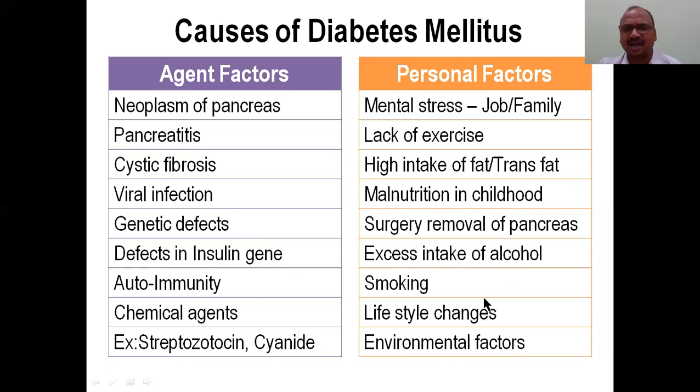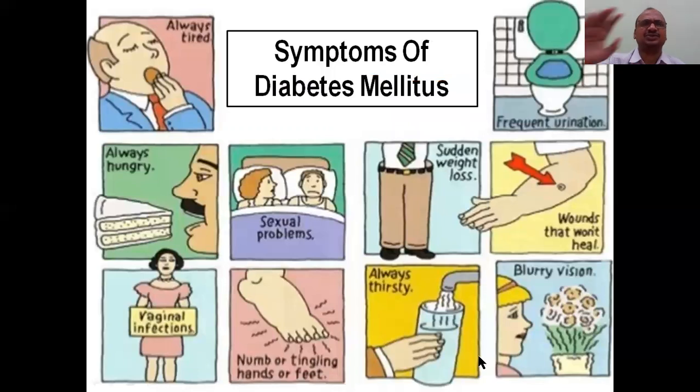Excess intake of alcohol, smoking, lifestyle changes, environmental factors, all these are causes. And symptoms of diabetes mellitus: always tired. You will feel tired, even though you didn't do any work, you will feel that you completed 1 hour or 2 hours of work. Okay. Always hungry, this is a very big symptom. Hungry, hungry, they are hungry like anything.